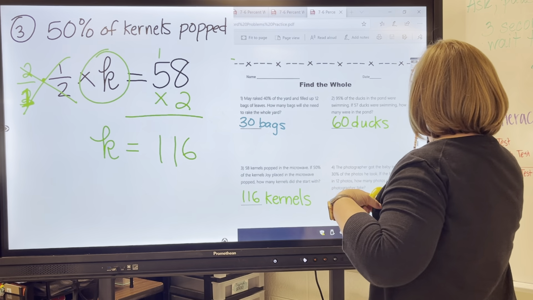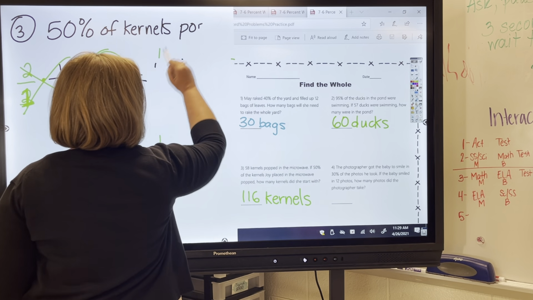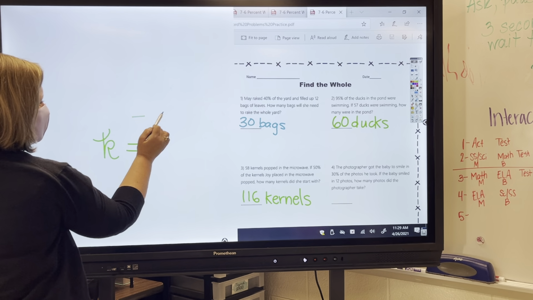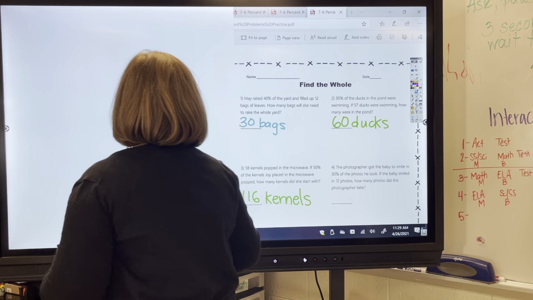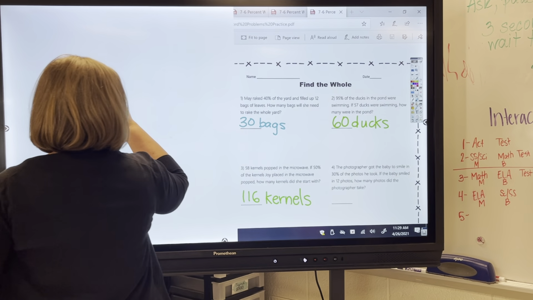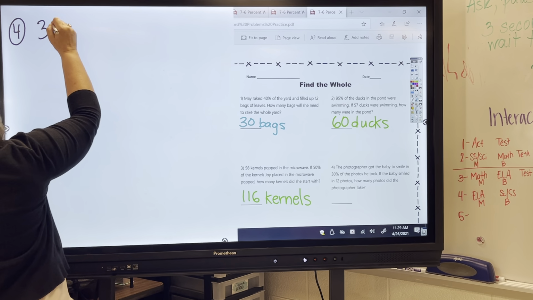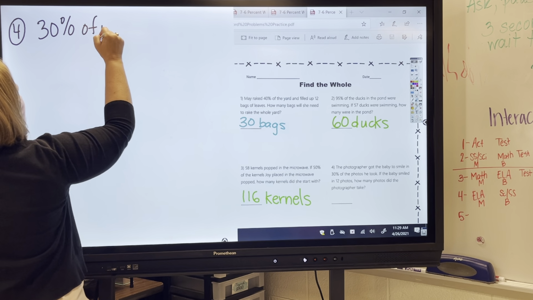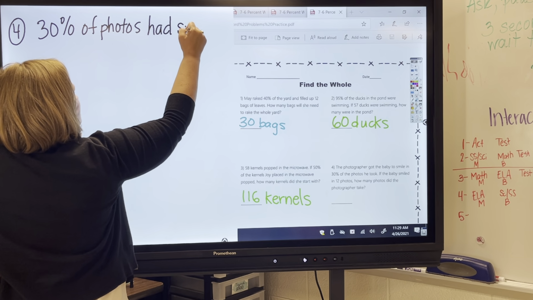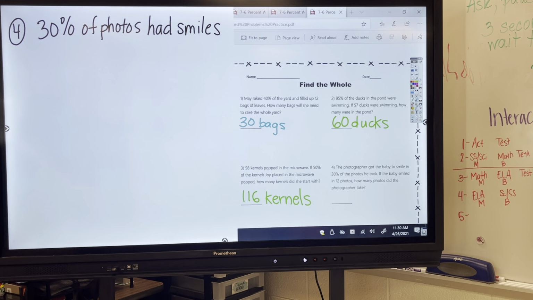All right, number 4. The photographer got the baby to smile in 30% of the photos he took. If the baby smiled in 12 photos, how many photos did the photographer take? So, let's see. Number 4. 30% of the photos had smiles, right? 30% of the photos had smiles.